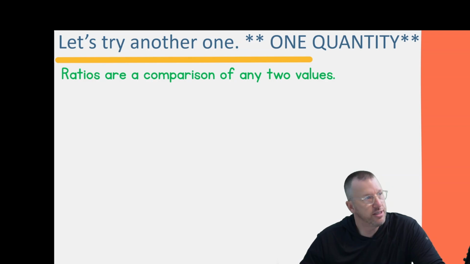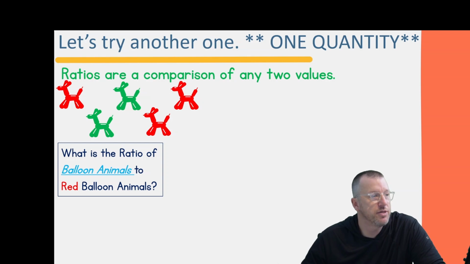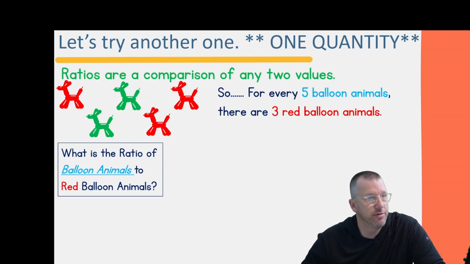All right, so let's do this again. Same balloon animals. So let's see what we're talking about now. What is the ratio of balloon animals to red balloon animals? Well, this one doesn't specify do we want the red or green. It just wants the balloon animals. And how many are there? There are 5. How many red ones are there? There are 3. So what's our ratio? For every 5 balloon animals, there are 3 red balloon animals. And that's how all your different ways you could show that as a ratio.